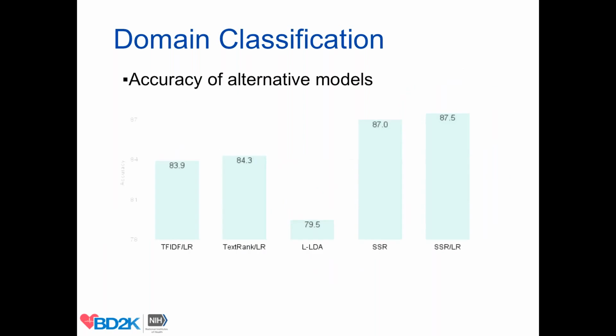You can see the results here. The LDA works worse, but our SSR and the SSR with logistic regression outperform all other models. There's quite a high accuracy of 87.5 here.